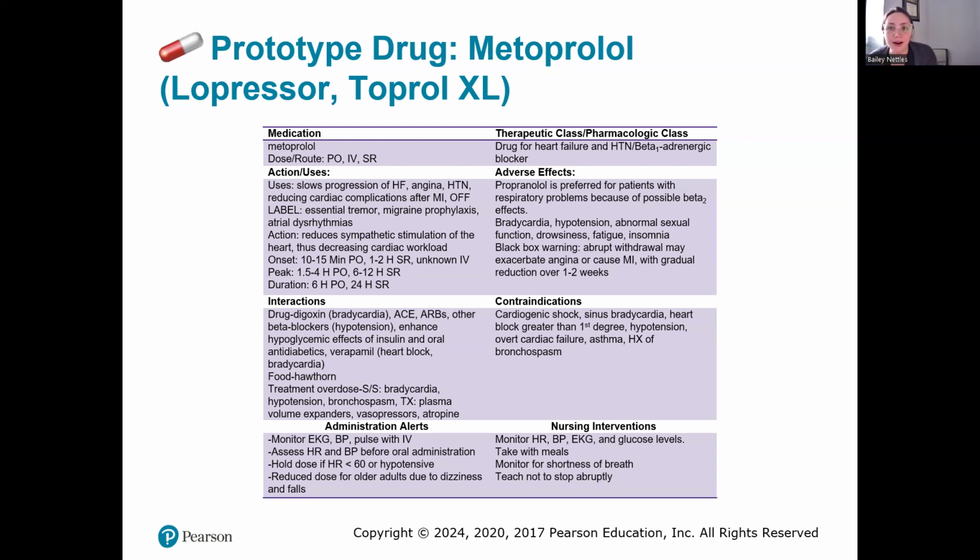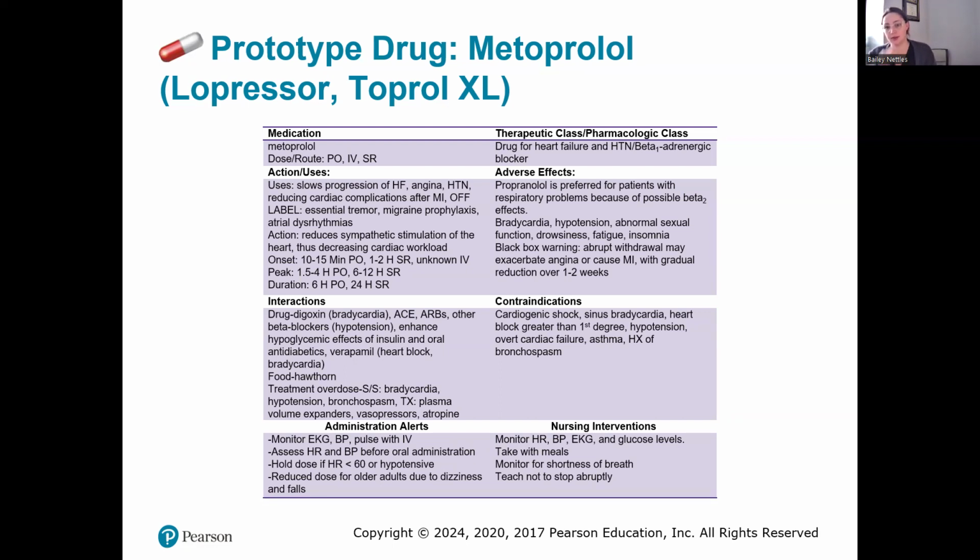Contraindications. Want to guess what they are? Cardiogenic shock, sinus brady, heart block greater than 1st degree. If my heart rhythm is already messed up, don't mess it up worse, right? All right. Hypotension. If my blood pressure is already low, I don't need anything that's going to make it lower. Overt cardiac failure, asthma, and bronchospasm. So those are history of respiratory problems. If they have those, they don't need metoprolol.